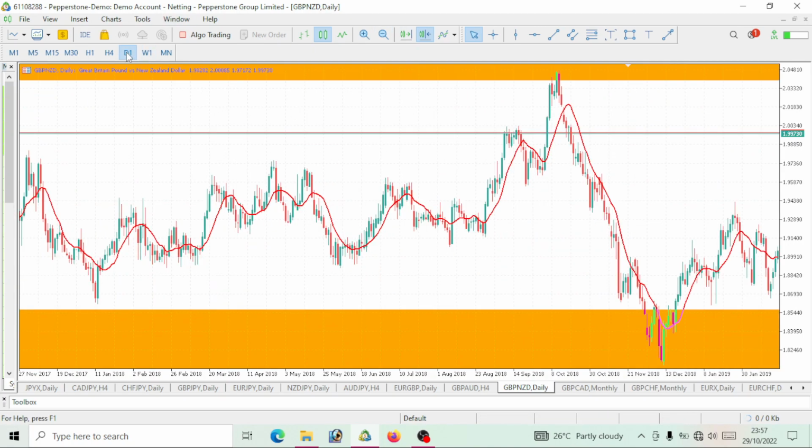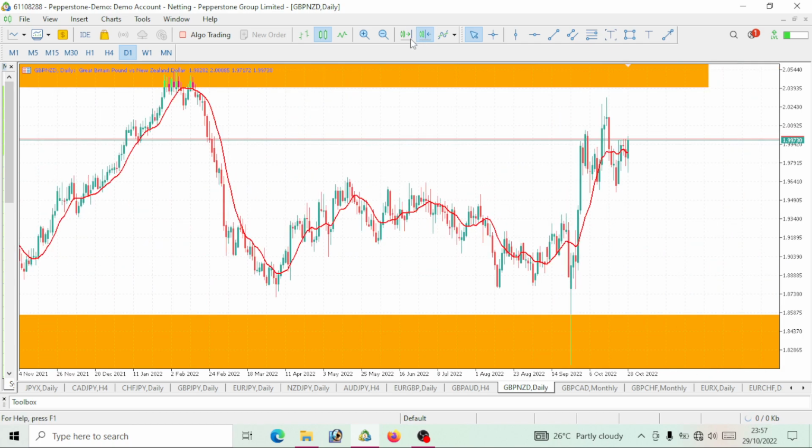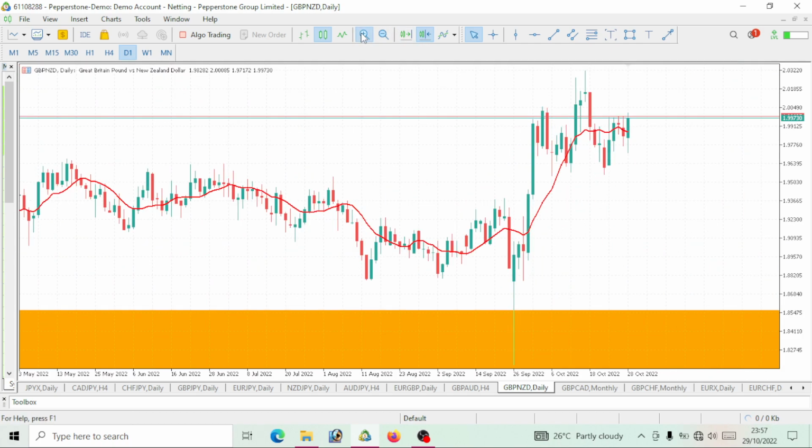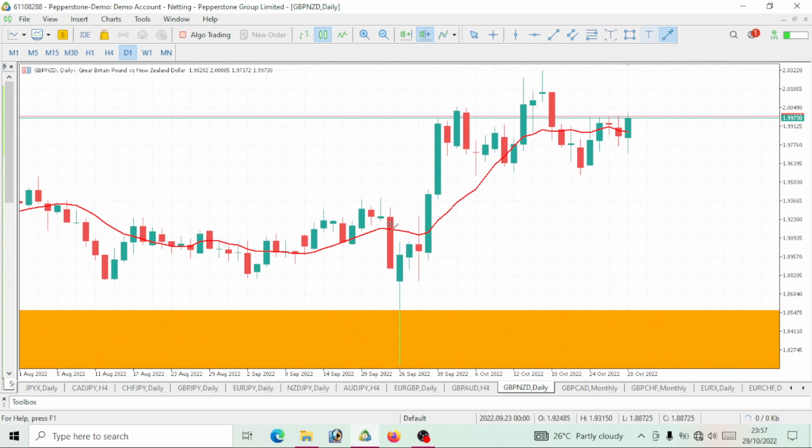Let's take a look at this daily time frame. So what does this daily time frame say? We'd want to see the trend of the daily time frame. So let's see the movements.